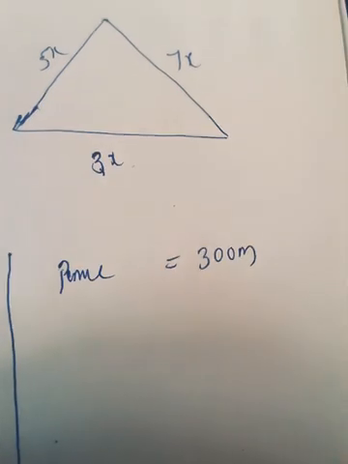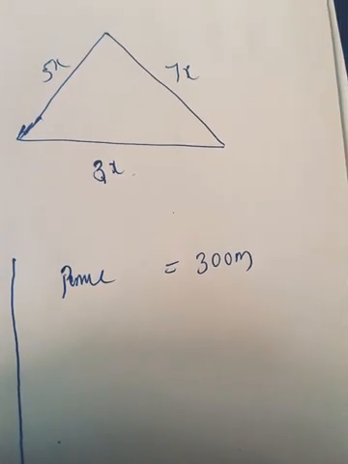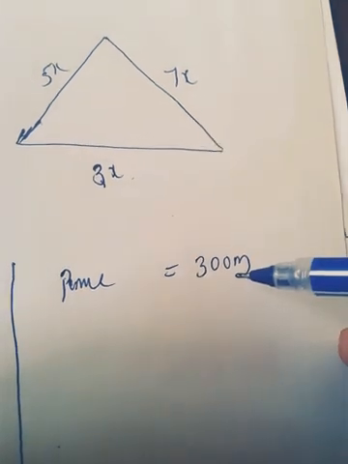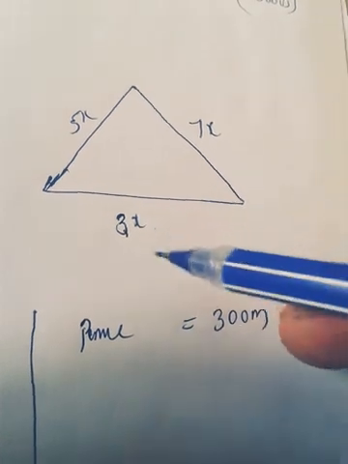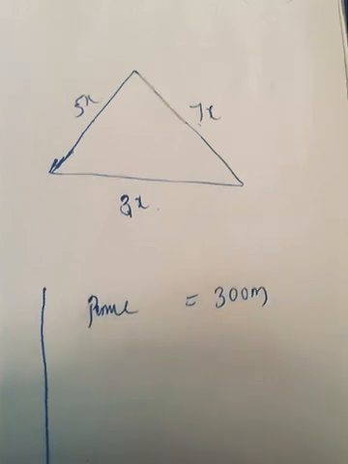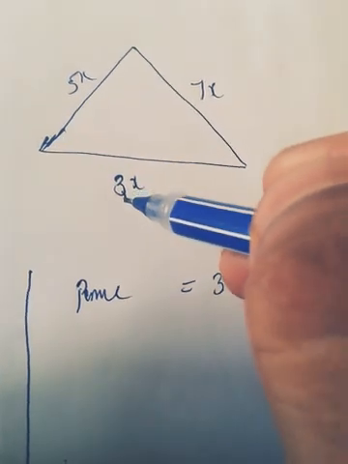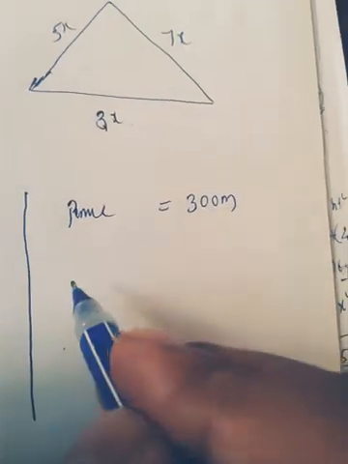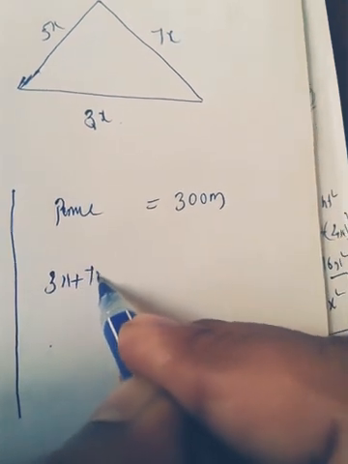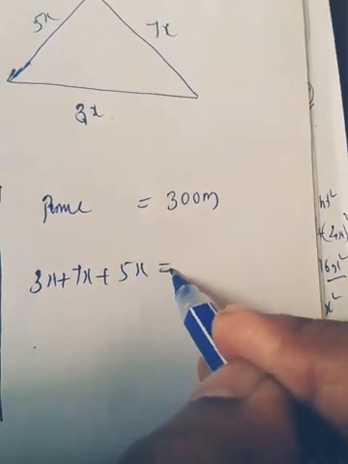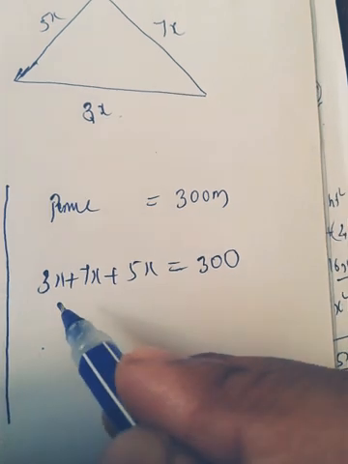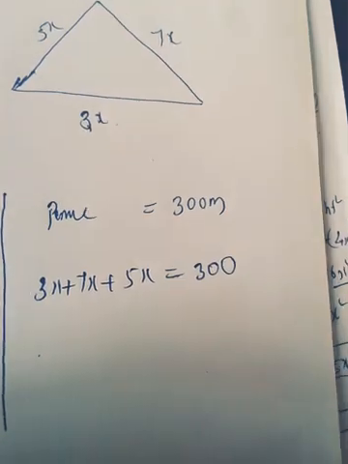We know that the perimeter of a triangle is the sum of three sides. That means perimeter is given as 300 meter. It says that the sum of three sides is equal to 300 meter. So what is the sum of three sides? 3x plus 7x plus 5x. That is 300 meter, isn't it? By using this equation, we could calculate the value of x.